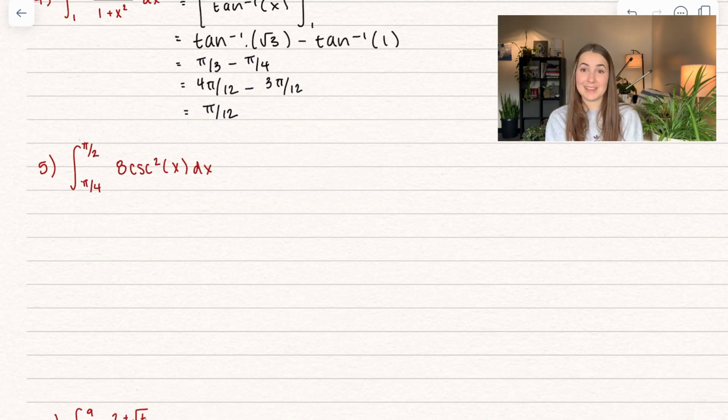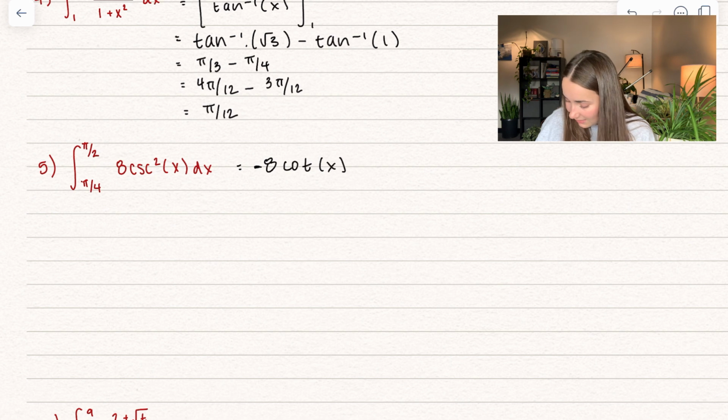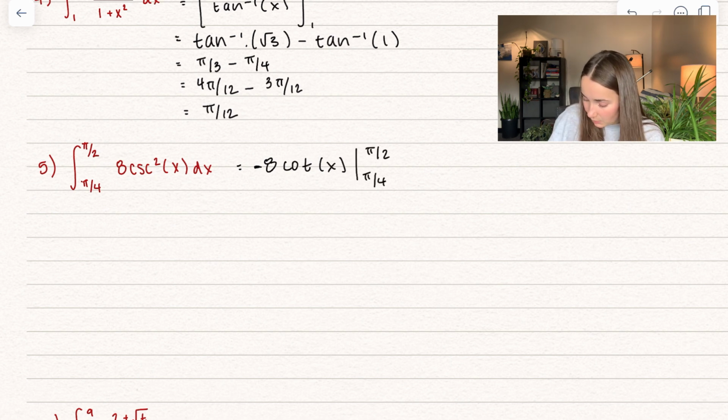Here we have a fun one. We got another trig function. So let's go ahead and take the antiderivative. That 8 is a scalar multiple, so it just hangs out. The antiderivative of cosecant squared is going to be cotangent of x, but it has to be negative because the derivative of cotangent is negative cosecant squared. And this we're integrating from pi over 4 to pi over 2. So let's go ahead and plug in our values.